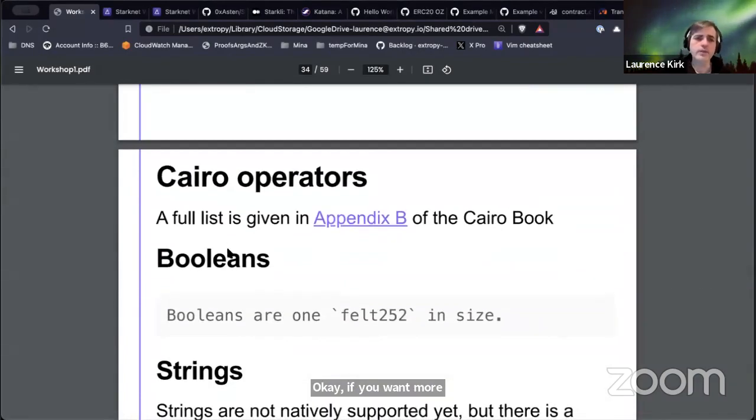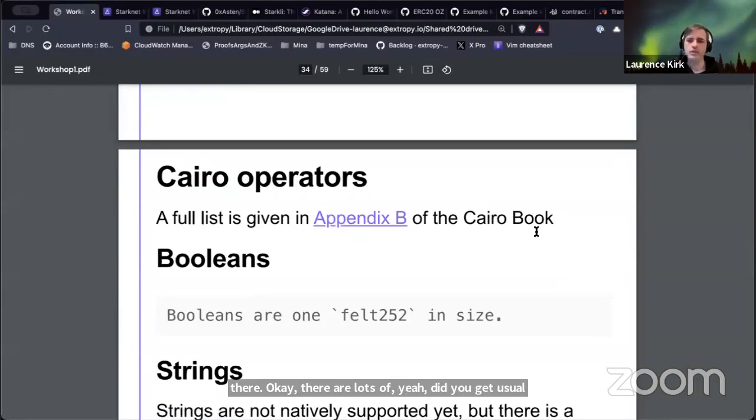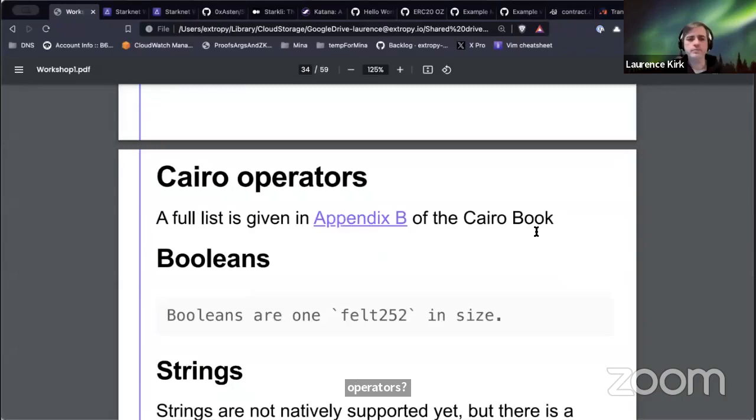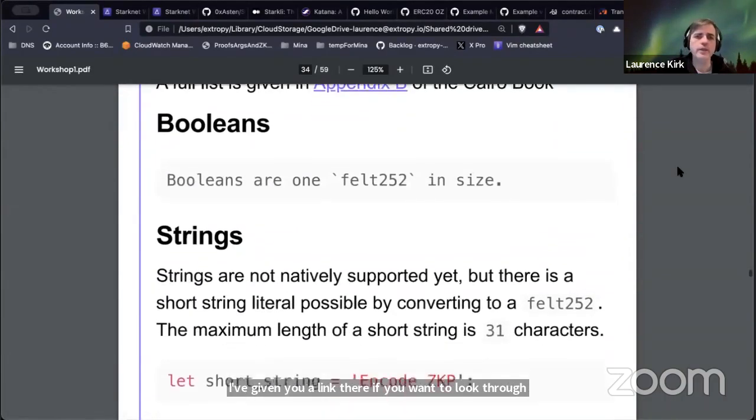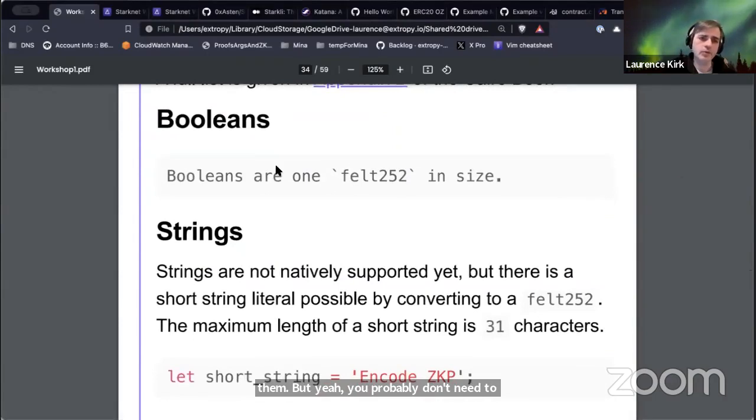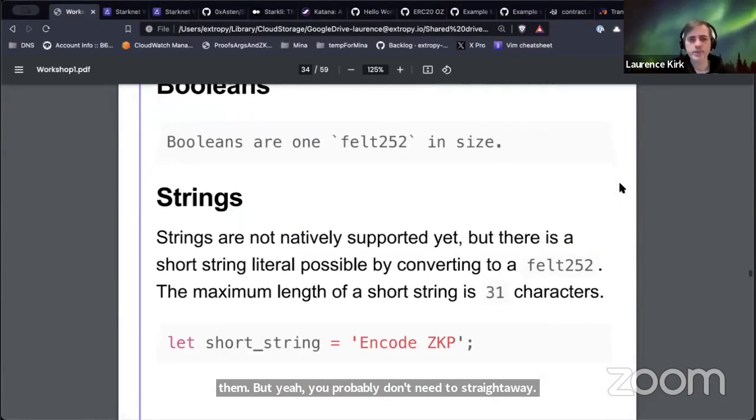You get the usual operators. I've given you a link there if you want to look through them, but you probably don't need to straight away. Booleans are also available, but they are larger than they need to be.